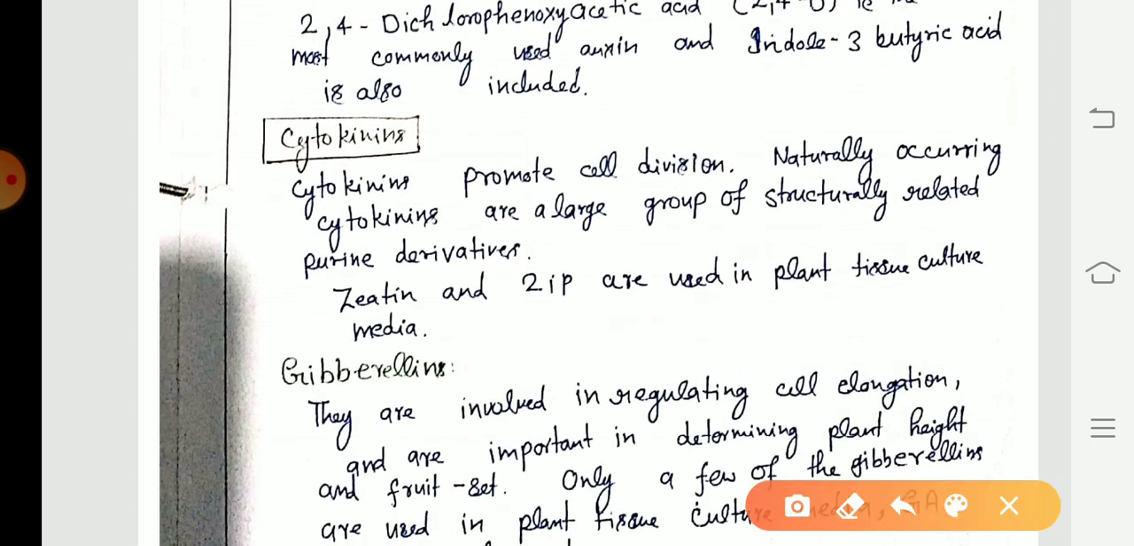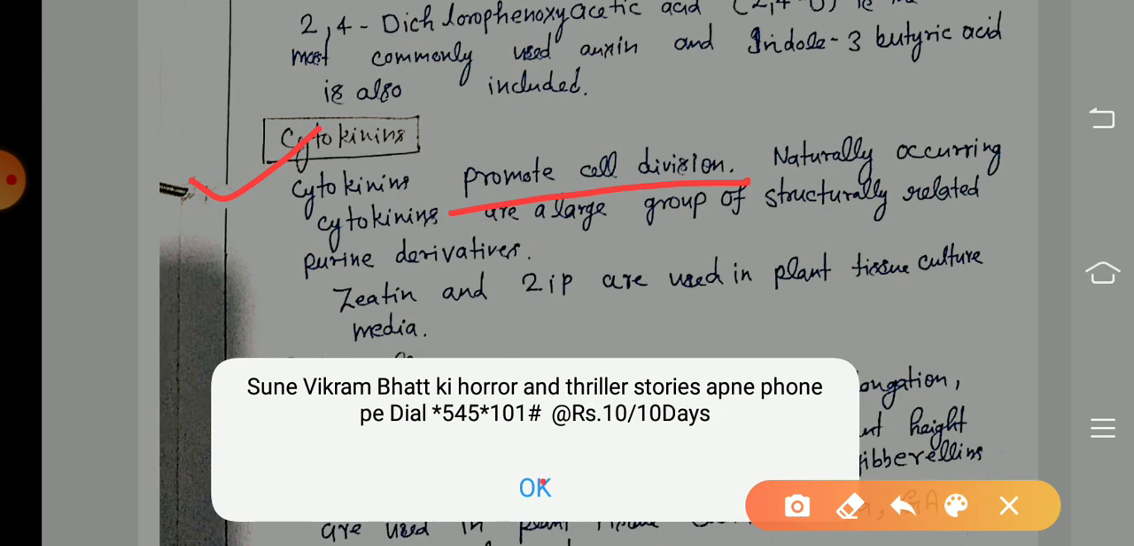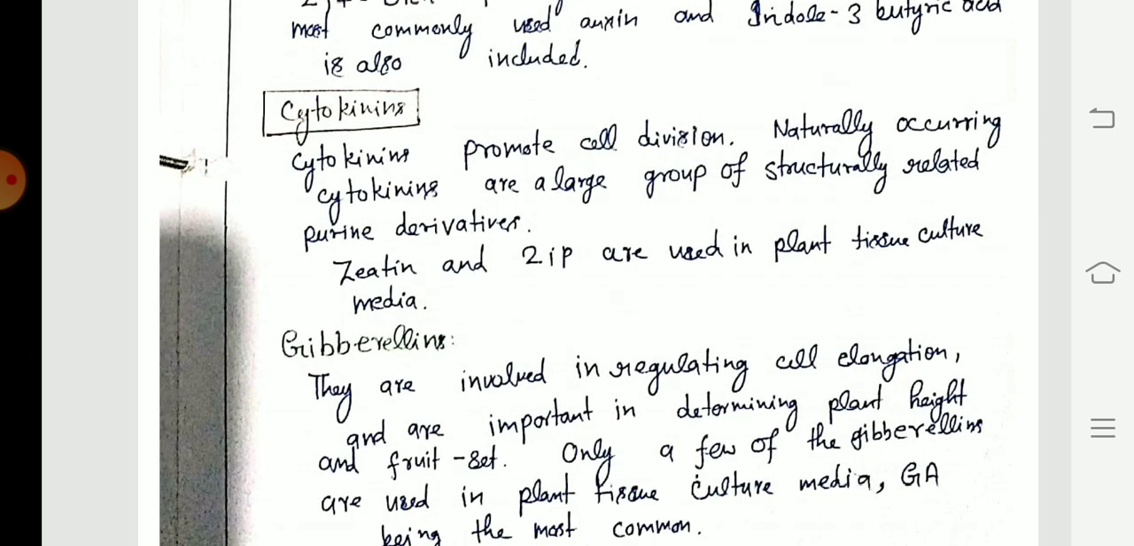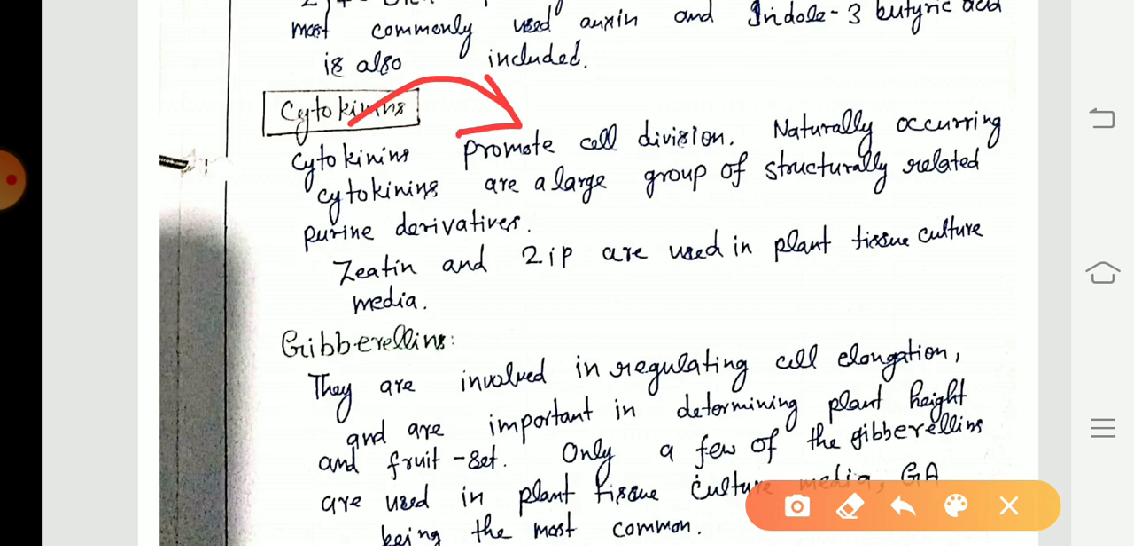Next comes cytokinin. Cytokinin also promotes cell division, but this hormone is responsible for the shooting process in the plant. Zeatin and kinetin are examples of cytokinin.